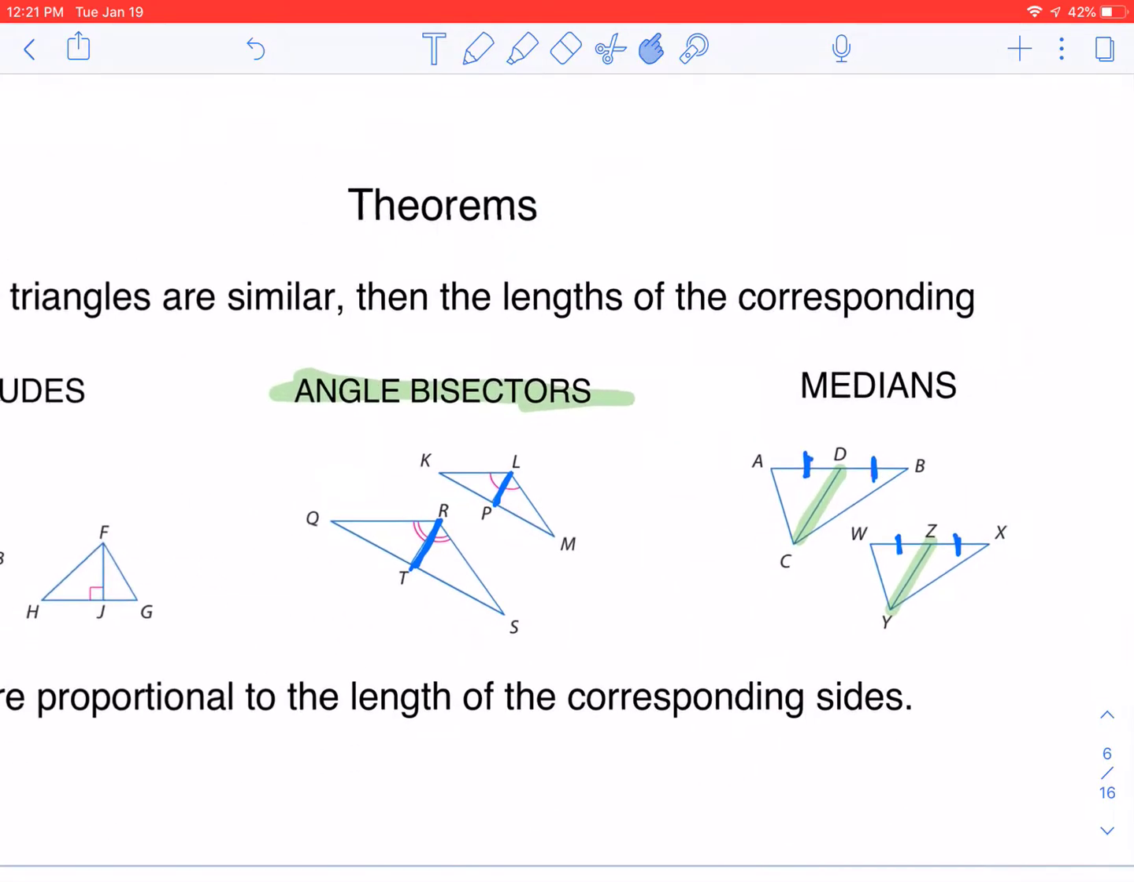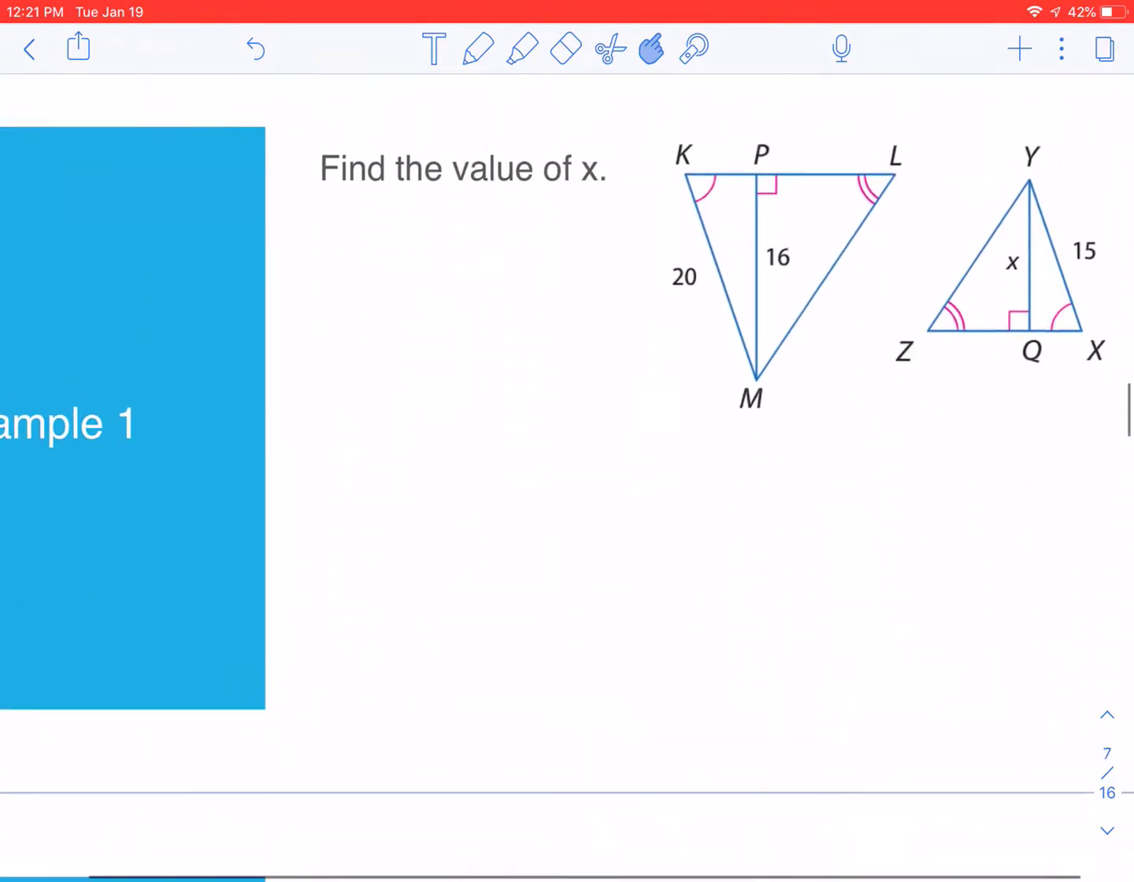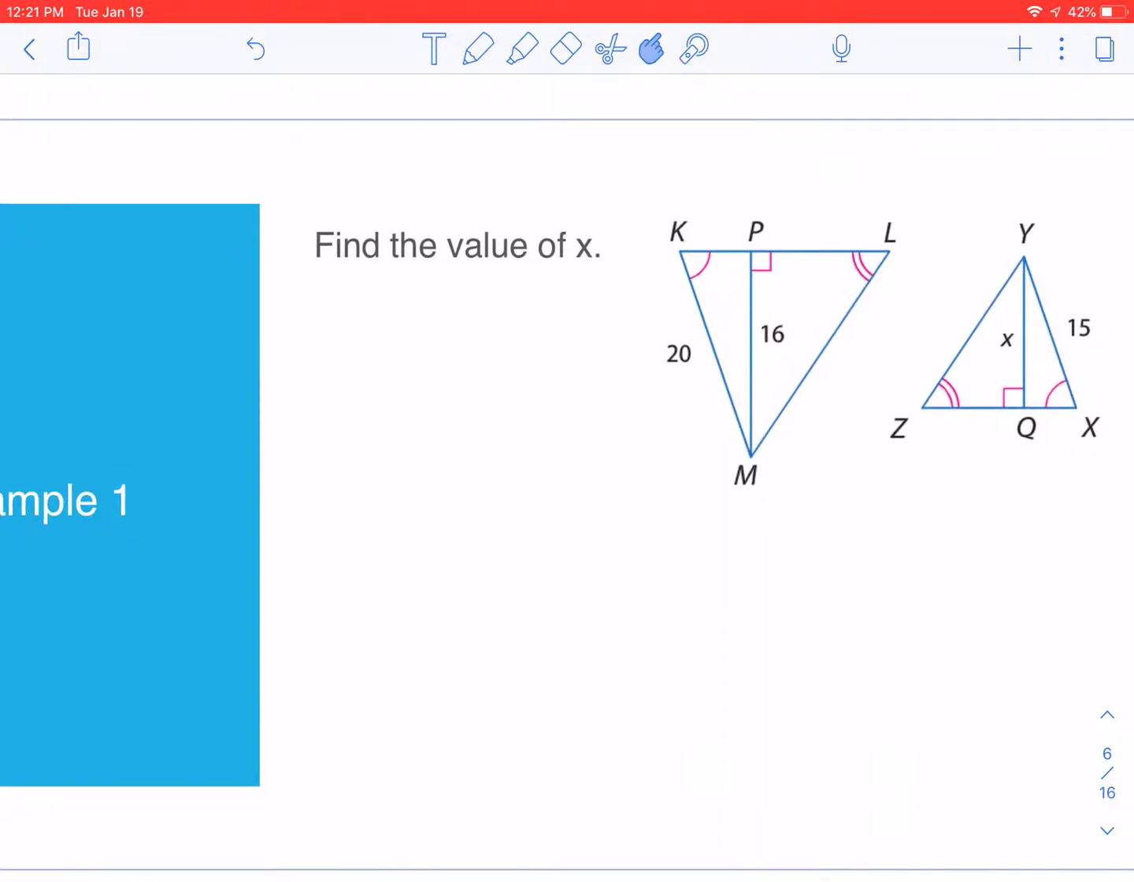Pretty much all we're saying here is that if the triangles are similar, then the lengths of the bisectors, medians, and altitudes are proportional to the lengths of corresponding sides. That's a big mouthful for what I'm going to show you here.